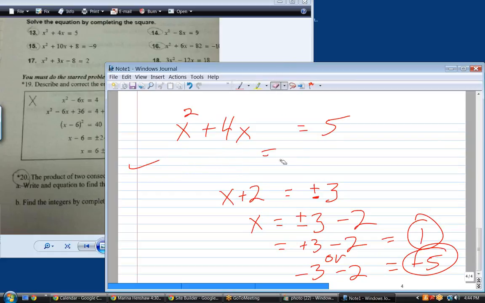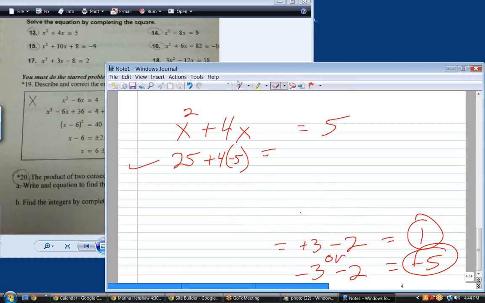Now let's try negative 5. Well, if I substitute negative 5, what's negative 5 squared? Positive 25. Plus 4 times negative 5, which is minus 20. So we have 25 minus 20, and that equals 5 also. So both solutions work. Now, they don't always.